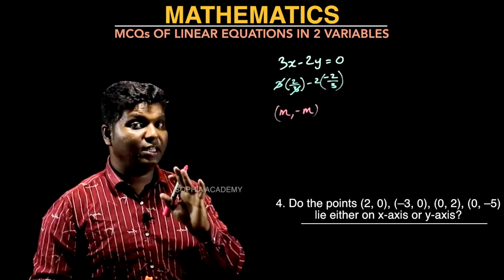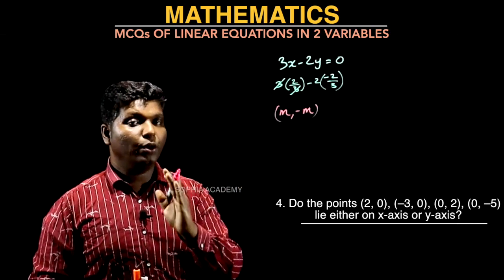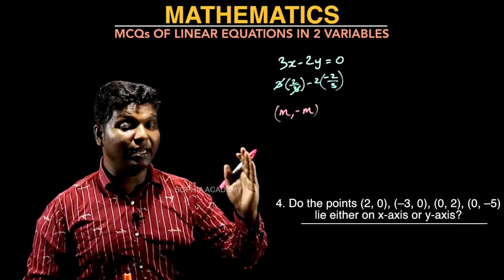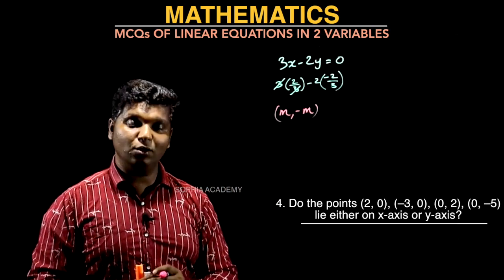In every part you can see there is one 0. In the first two parts, (2, 0) and (-3, 0), you can see the y coordinate is 0. That means the ordinate is 0. Whereas if you are seeing the next 2 points, you can see the x coordinates are 0.